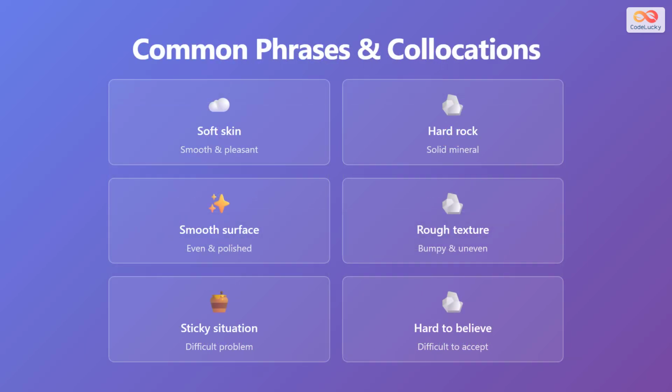Let us learn common phrases using texture adjectives. We say soft skin to describe skin that is smooth and pleasant. We say hard rock to describe a solid mineral. We say smooth surface to describe something with an even, polished finish. We say rough texture to describe something bumpy and uneven. We say sticky situation to mean a difficult problem in life or work. We say hard to believe to mean something is difficult to accept or seems unlikely. These phrases are used frequently in everyday English conversation.